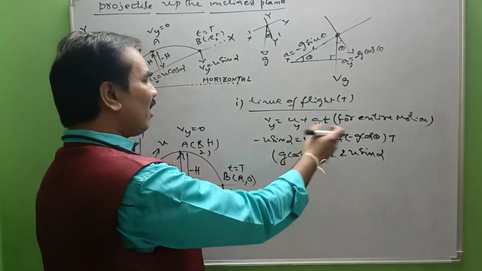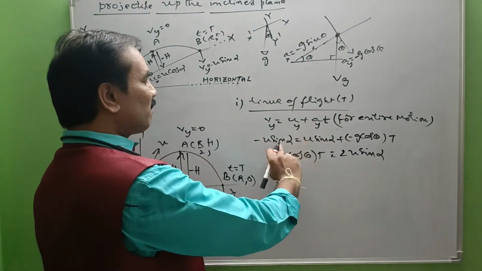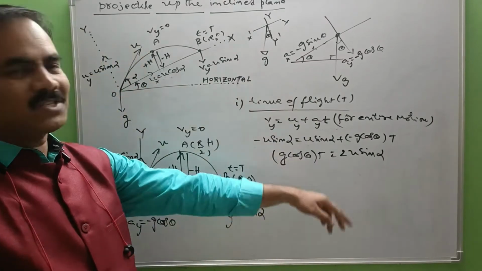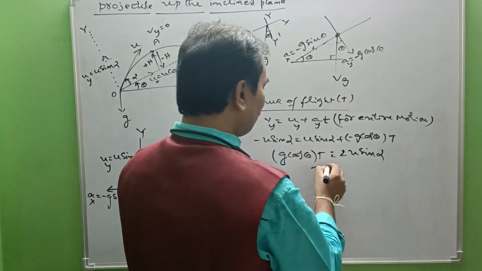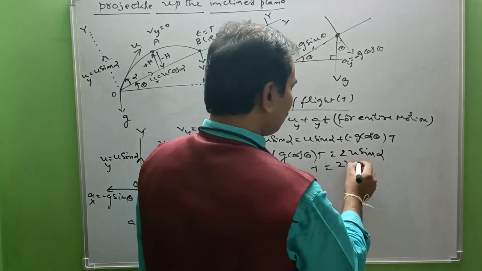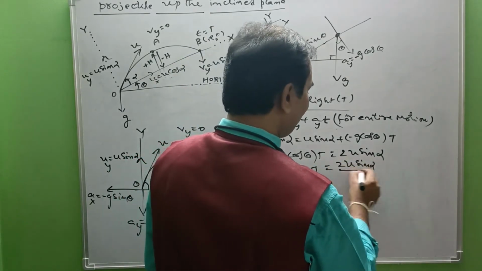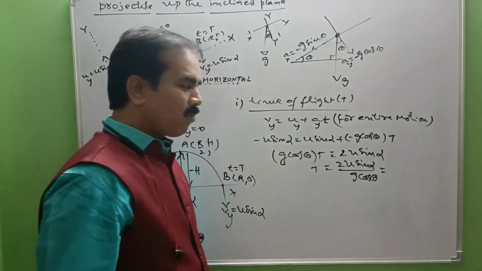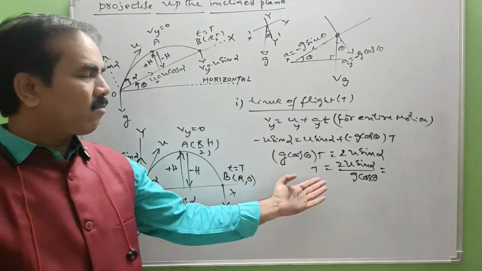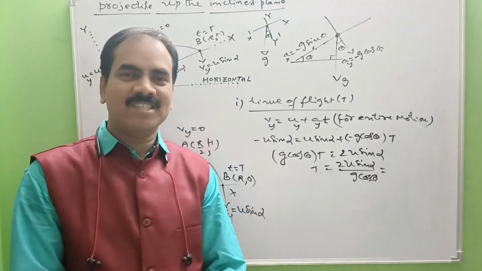Taking it to the RHS, that is u sin alpha plus u sin alpha, it becomes twice u sin alpha equal to g cos theta into T. Therefore T equal to 2u sin alpha by g cos theta. So what is the expression for time of flight here? T equal to 2u sin alpha by g cos theta.